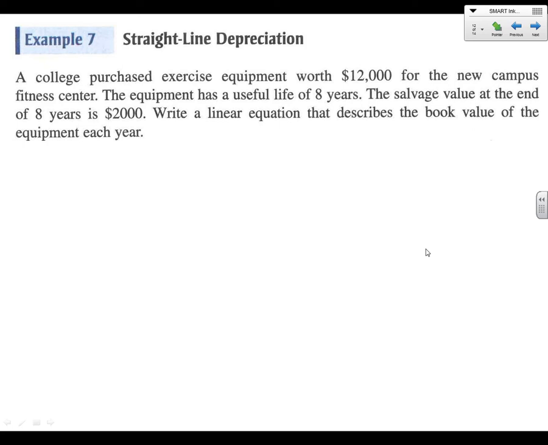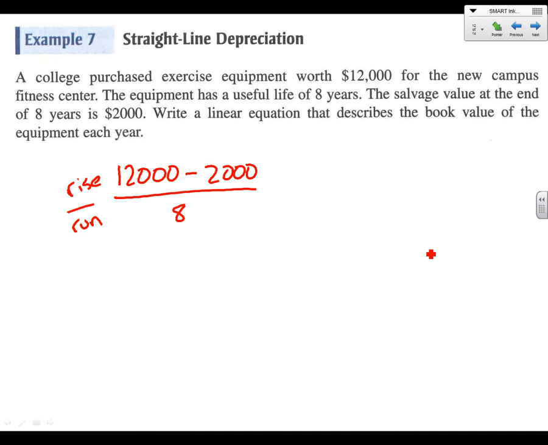Depreciation means how much our item is losing value every single year, right? So if it's constant, which in a lot of cases is true, depreciation becomes straight line, meaning that it's a linear equation. Every single year we lose the same amount of money, right? So we need to figure out what our change in value is over the course of the life of this equipment. So this is similar to rise over run, right? Change in value over the change in years.